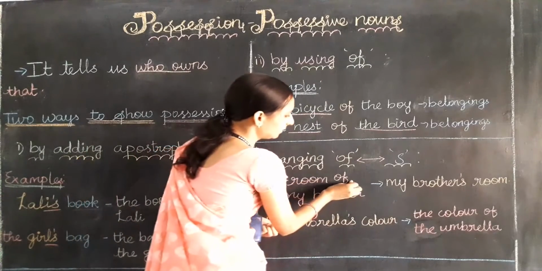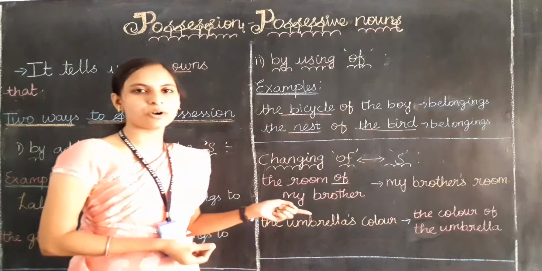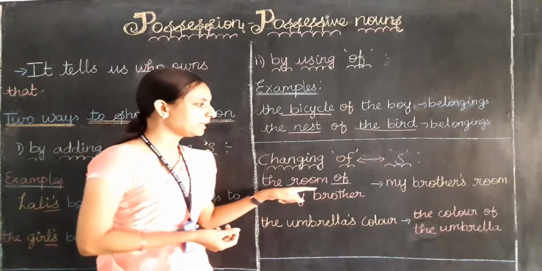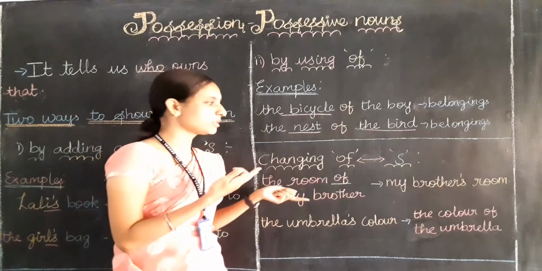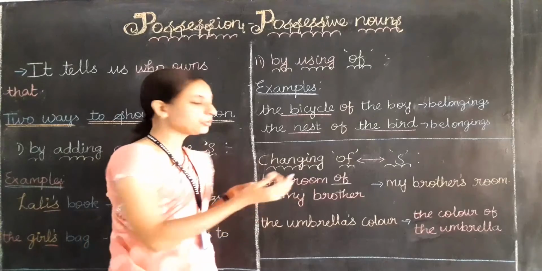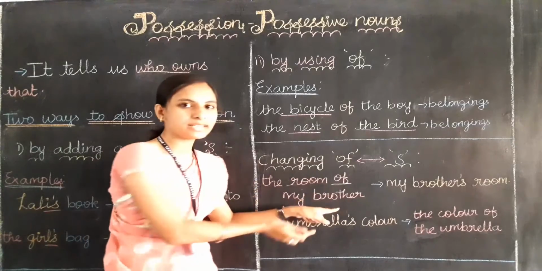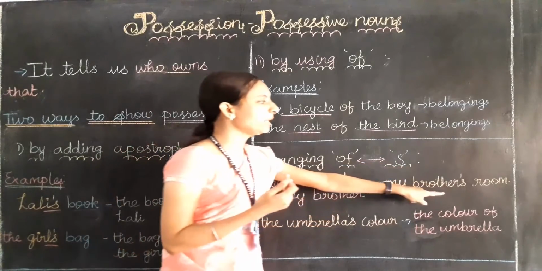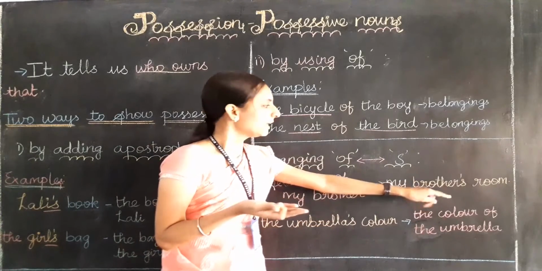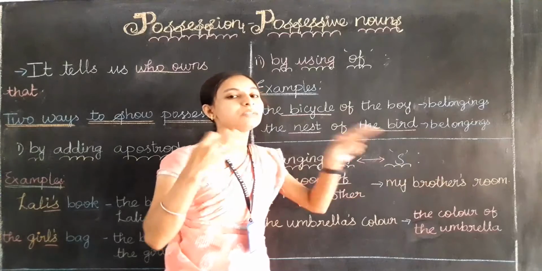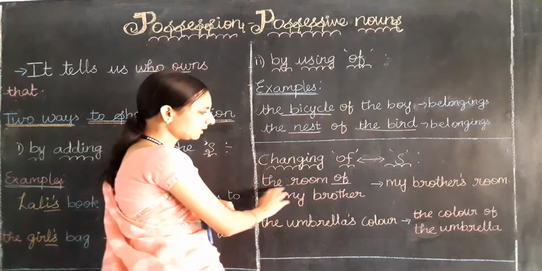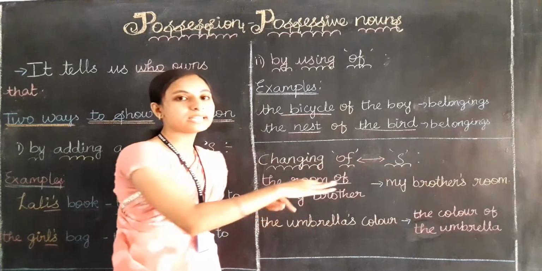Here, this is the second way of showing possession, right? So they have used "of". So how can I say the possession by adding apostrophes? By using "of", we need to say the thing name first, then the owner name. But by showing the possession with apostrophe s, we say the name first, and then the thing name will come.